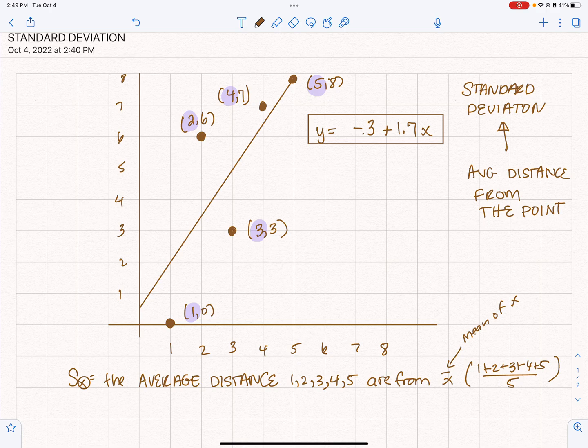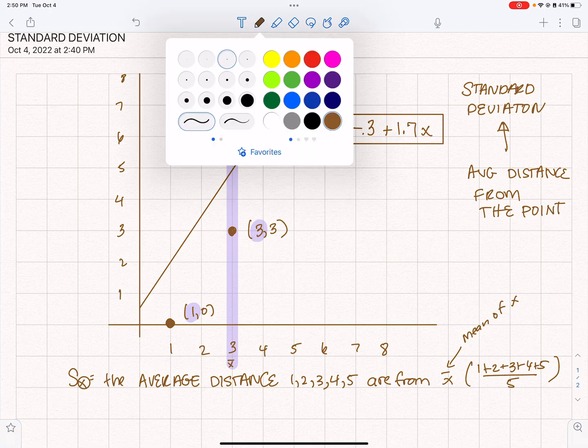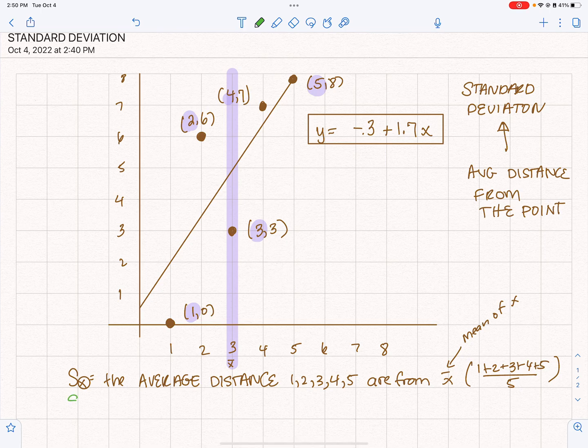All right, the mean of x then here is going to be 3, if I did the calculations. Okay, that's the mean of x. So I'm looking for the average distance each point is from that mean, the vertical distance there, or the horizontal distance there.